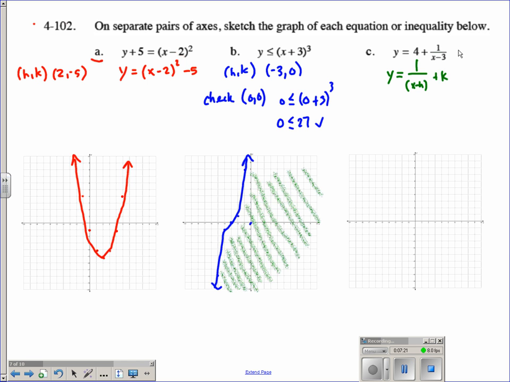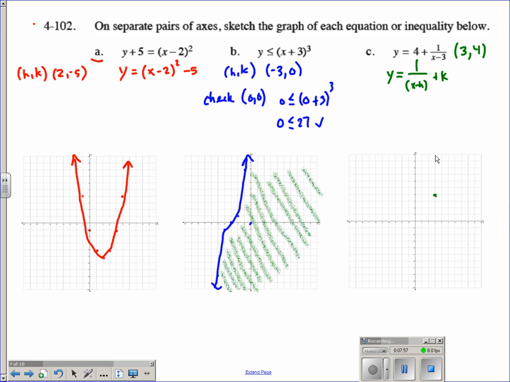So our locator point is going to be the point (3, 4). And remember, for a hyperbola, our locator point is where our asymptotes meet. So let's draw in our two asymptotes. Let's draw them in here.